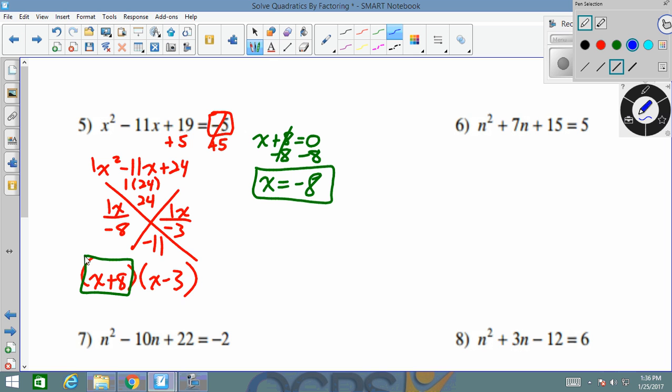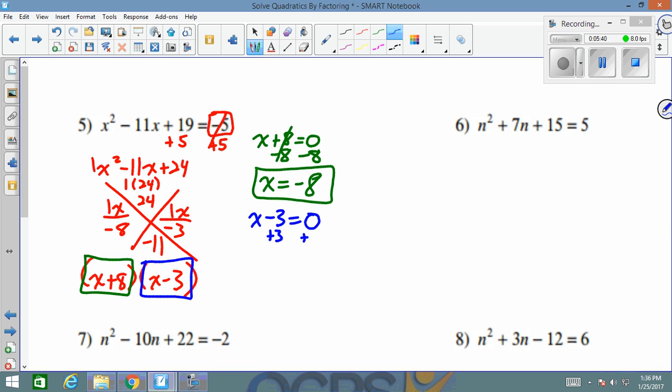Then we take the other parenthesis, which is the exact same thing. So we take x minus 3 and set it equal to 0. And since it's negative 3, we're going to put a plus 3 underneath. And whatever I do to one side, I've got to do to the other. So it's plus 3. So we get x equals 3. Those are our two answers, so we are done.